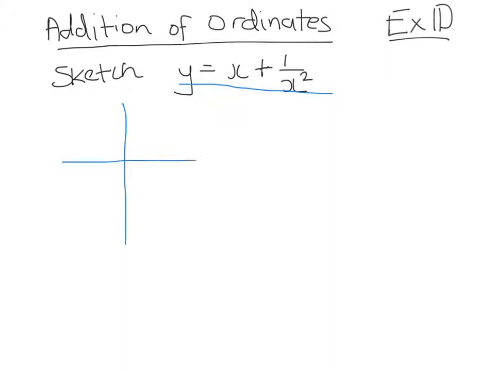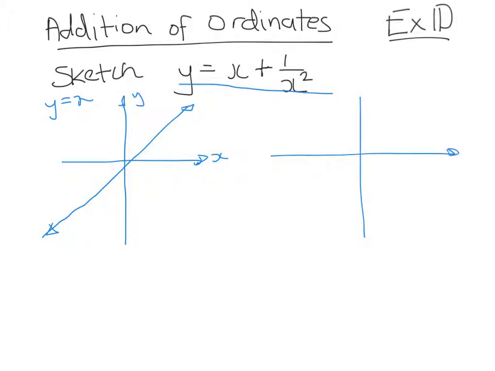Now we know what y equals x looks like. Y equals x is a straight line right through the origin. The x-axis there, and the y-axis there. And next to it, here's the y-axis there, here's the x-axis there. What I want to do is to sketch 1 over x squared. Now that's a basic truncus, and it would go like that, and like that.